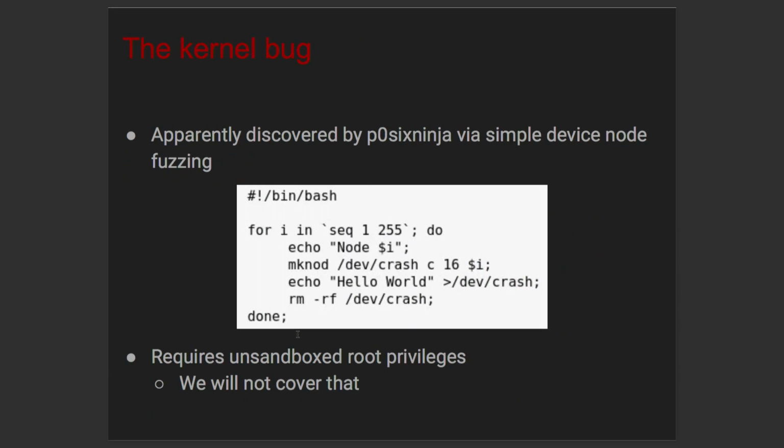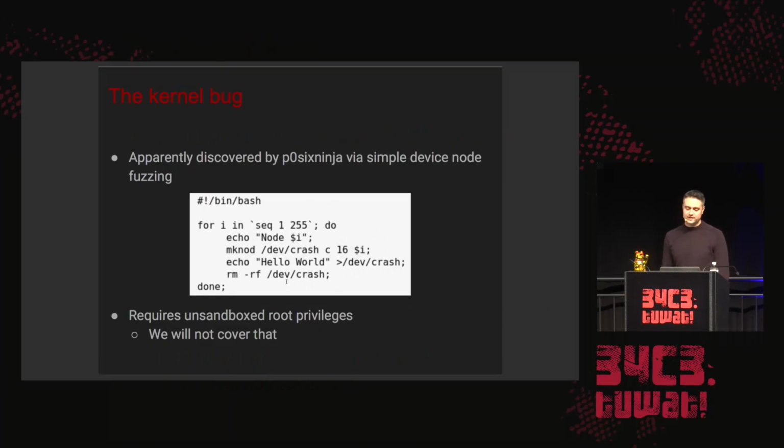So, as I mentioned, the kernel bug that the Evasion 7 untethered binary was based on was found by POSIX Ninja. And basically, as far as he says on that iPhone wiki page, he used that 6-line bash script fuzzer to find it. So as you can see, he basically creates device nodes with controlled arguments here, like minor and major numbers.